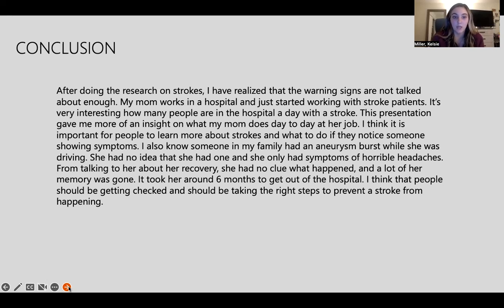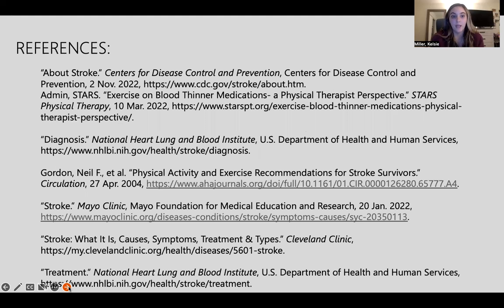I also know someone in my family who had an aneurysm burst while they were driving, and she had no idea she had one, and all her symptoms were horrible, like migraine headaches. From talking to her about her recovery, she had no idea what happened, and she lost a lot of her memory in the hospital. It took her around 6 months to get out of the hospital after therapy and other rehabilitation. I think that people should be getting checked and should be taking the right steps to prevent a stroke from happening.